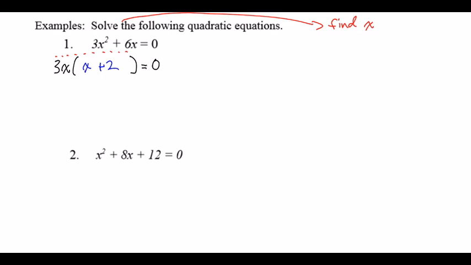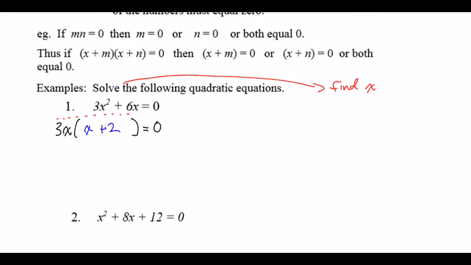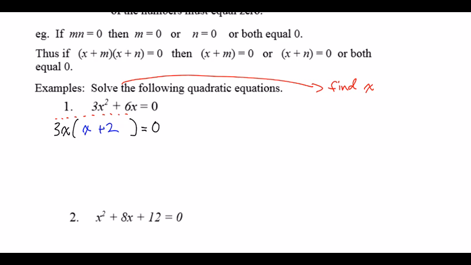Now, let's take a look at our zero product idea that we had before. It said if I have two numbers or two brackets, mn, which equals 0, then either the first bracket or number is equal to 0, or the second bracket or number is equal to 0, or both of them are equal to 0. So in this case, imagine we're going to take a look at what this or this is.